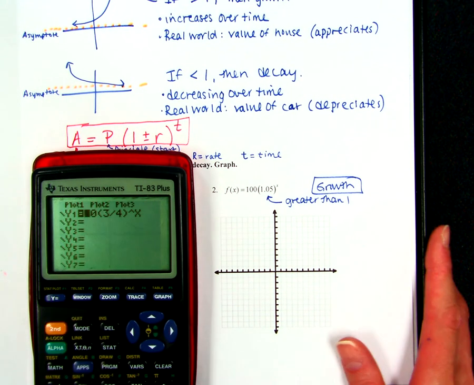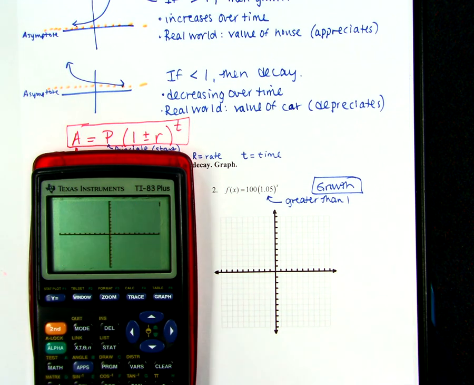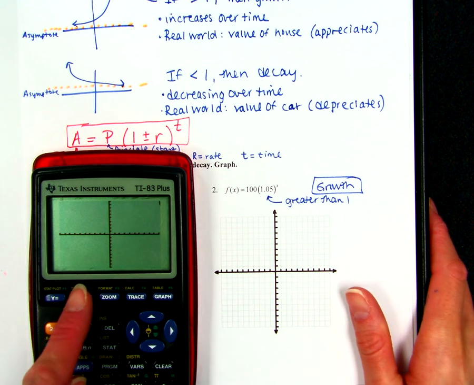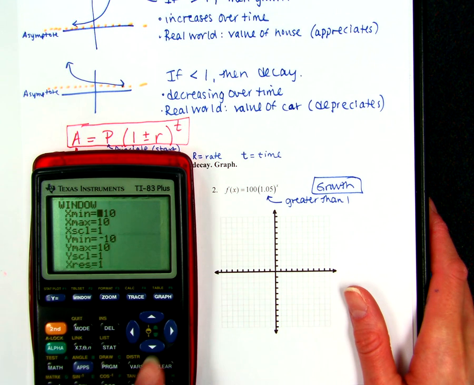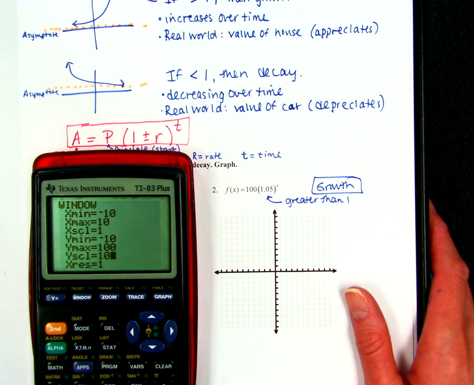Number 2, we've got 100 times 1.05 to the x. Now this one is not going to show up on our graph unless we change our window. You're going to go to your window. Because it went up to 100, we need to make our y go up to 100, so I'm going to count by 10. You're going to change your y max and your y scale. Then hit graph.